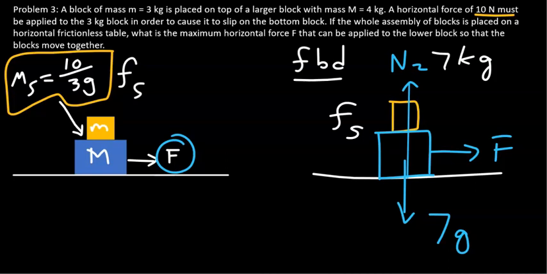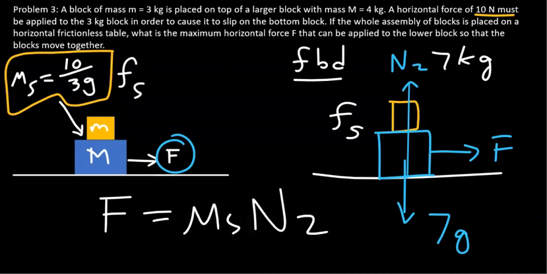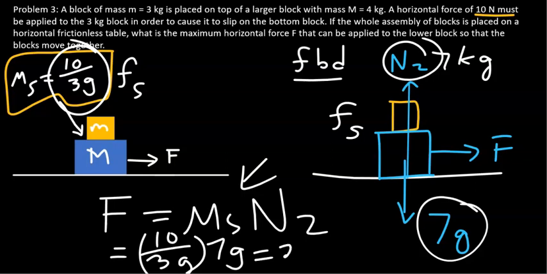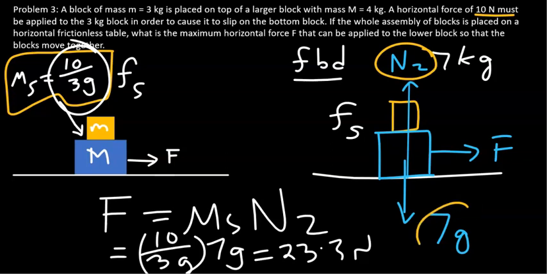So in order to find the maximum F that prevents sliding motion of the top block against the bottom block, the applied force F must be the same as the maximum static friction between the two blocks. And the maximum static friction is given by that expression. Substituting the values of mu sub s and N2 in here, we get that, and that gives you 23.3 newtons. Note that the value of N2 is the same as the weight of the system, and that solves the problem.